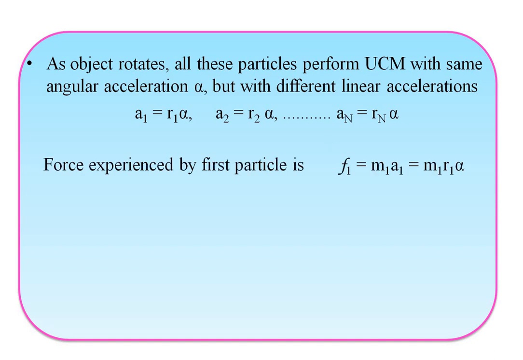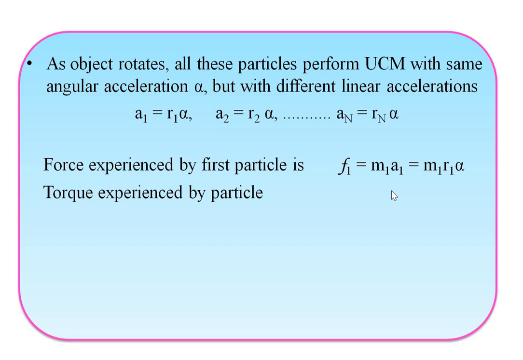From this, the force experienced by the first particle: we know the formula for force, that is force is equal to mass into acceleration. For the first particle, F1 is equal to M1 into A1. Putting the value R1 into alpha in this equation, we get the new expression F1 is equal to M1 R1 times alpha.